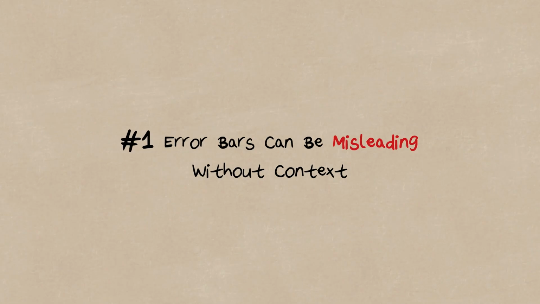Number 1, they're misleading without context. Stakeholders unfamiliar with statistics might misinterpret error bars as representing variability in the data, e.g. a standard deviation, rather than uncertainty about the means, e.g. a standard error or confidence intervals. This can lead to confusion about what the graph is actually showing.